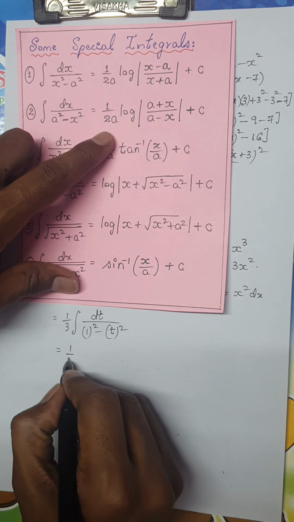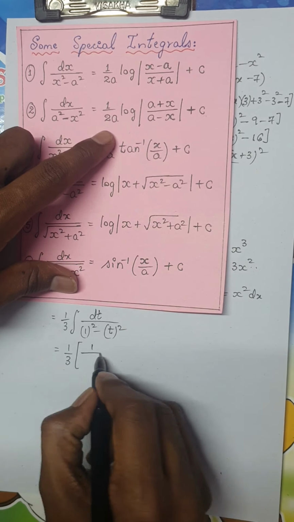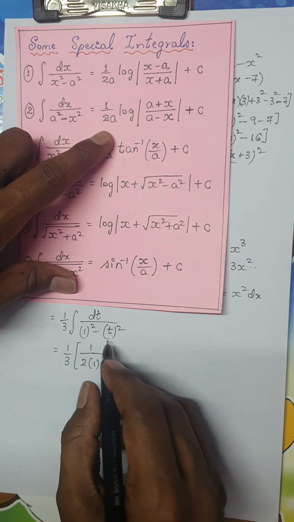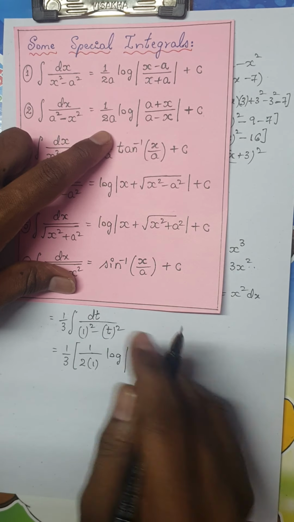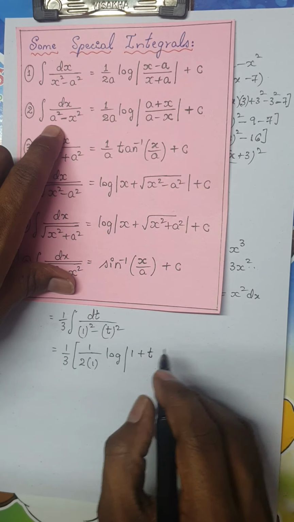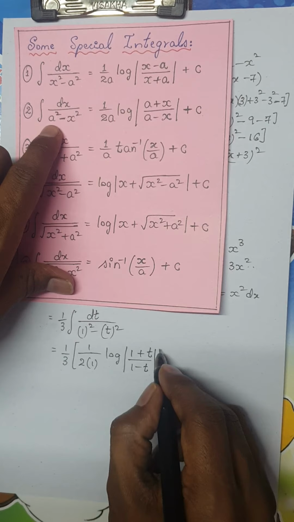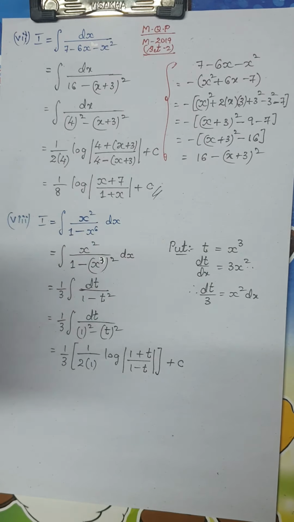Now 1 divided by 3, which is a constant, is already outside. Let me keep it outside. So it is 1 divided by 2 into, what is a? Yeah, a is 1 here. Okay, log of mod a plus, remember it is in terms of x, but my integral is in terms of t. I'll get a plus t divided by a minus t plus c, which is the constant of integration.